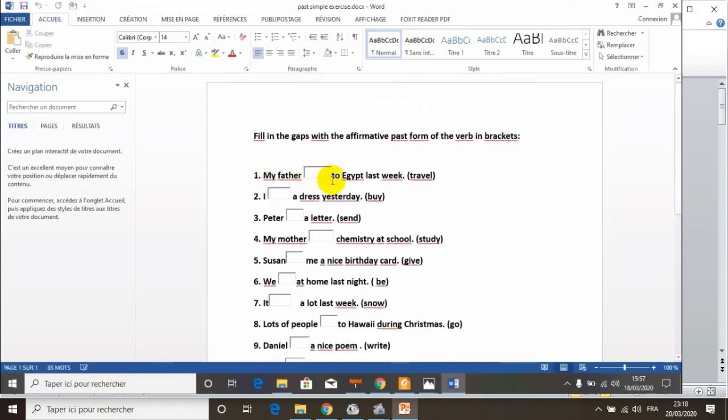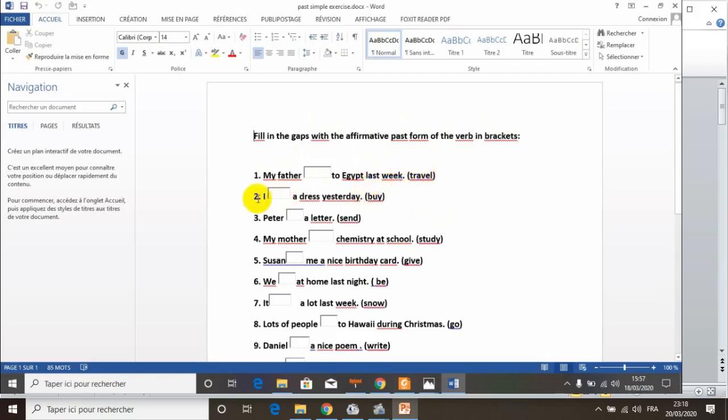My father to Egypt last week. Here we have travel. Fill in the gaps with the affirmative past form of the verb in brackets. My father traveled to Egypt last week. So we have last week here, so we use the simple past.